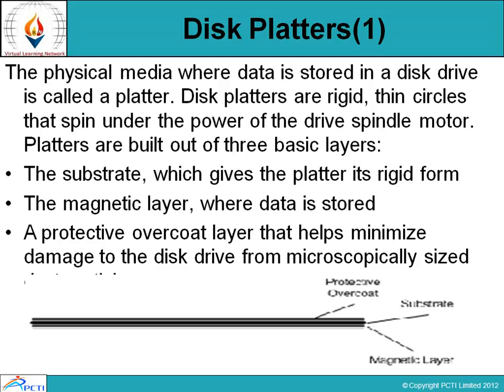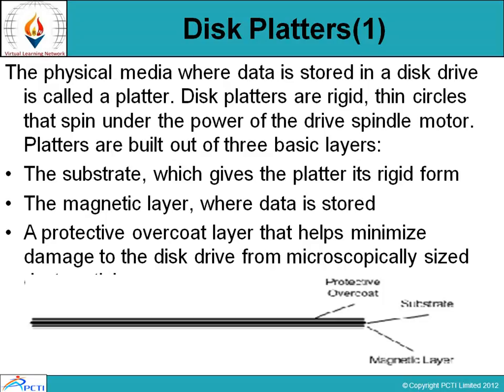The platters are built on three basic layers. The first is the substrate, which gives the platter its rigid form. Means here it's moved in the substrate form, which is again in the platter form. The second is the magnetic layer, where data is stored, and the third is a protective overcoat layer. On top there is a protective layer coat which helps to protect data and helps minimize damage to the disk drive from microscopically sized dust particles.